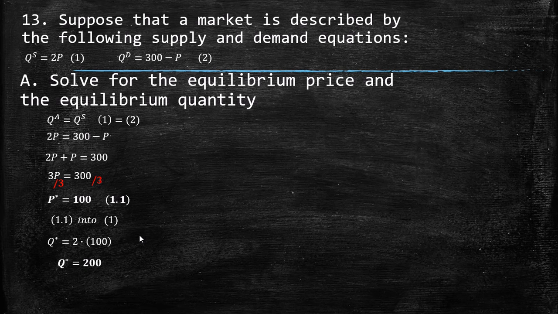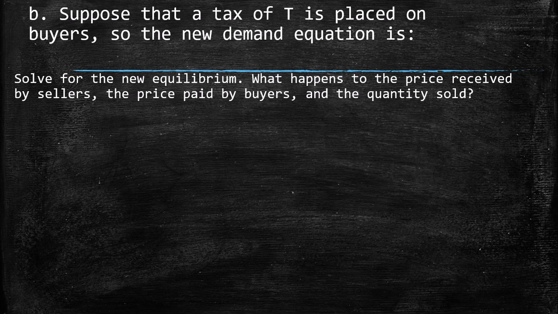Now, the question says, suppose that a tax of T is placed on buyers. So the new demand equation is as follows. It's interesting to see how the tax now makes the demand curve shift to the left, okay? Because we are putting the tax here. So the question is, solve for the new equilibrium: what happens to the price received by sellers, the price paid by buyers, and the quantity sold?